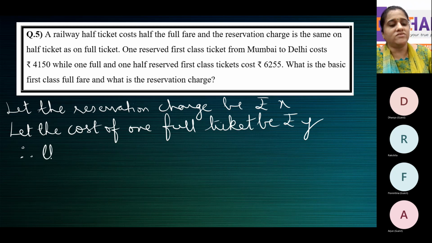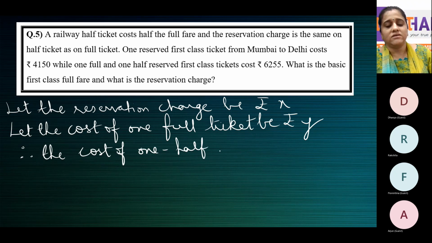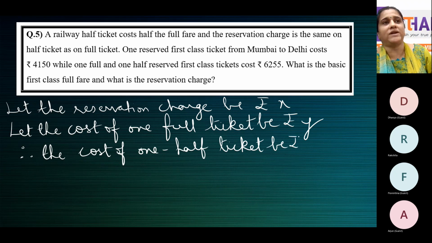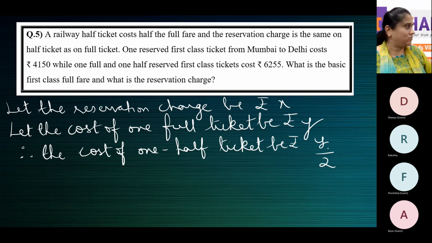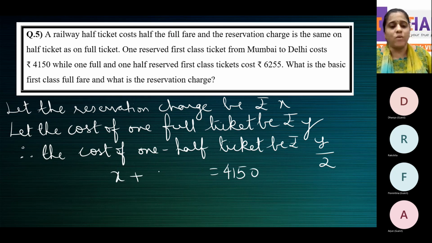Therefore, the cost of one half ticket will be rupees Y by 2. Very good. Yes or no, children? Half the full fare, Y by 2. Reservation charge X. Full ticket Y. Half ticket Y by 2. Now, how will you consider the equation? What is equal to 4150? One ticket. So, reservation X plus Y is equal to 4150.